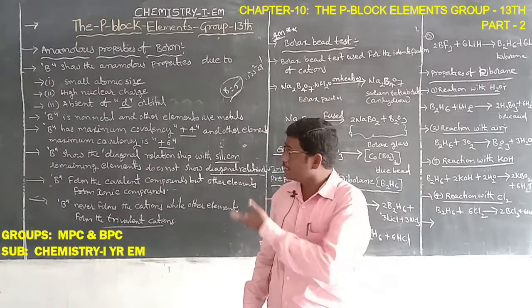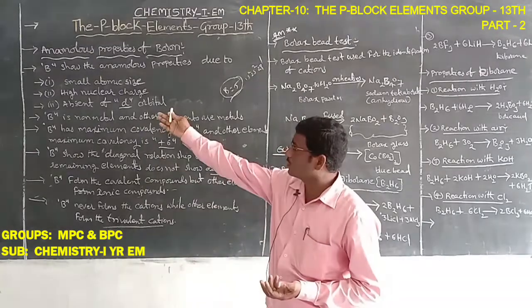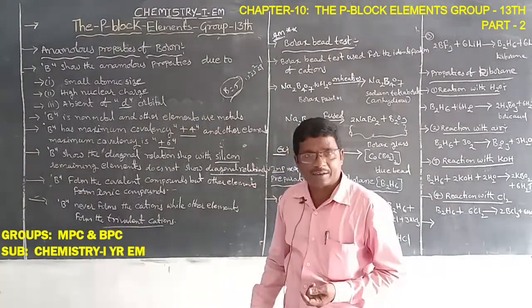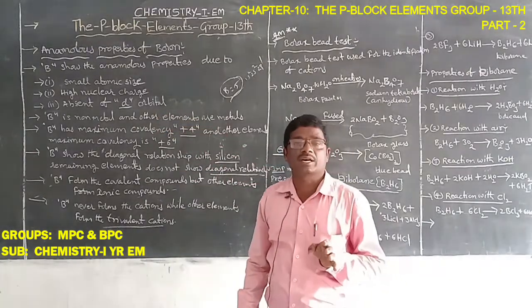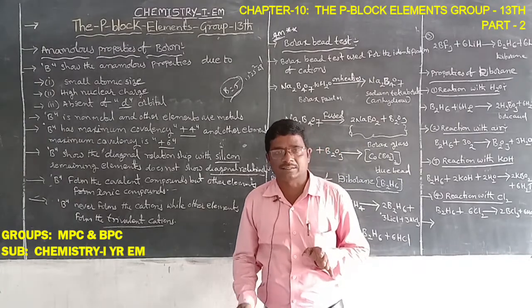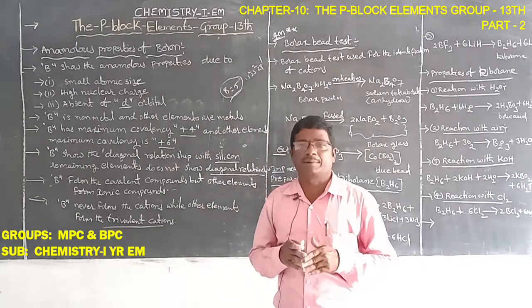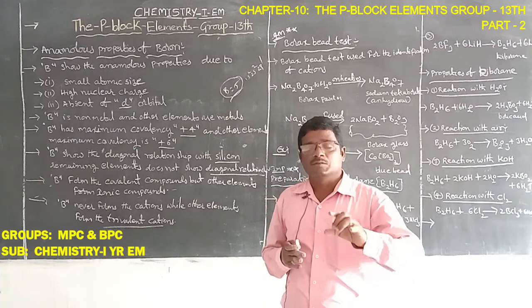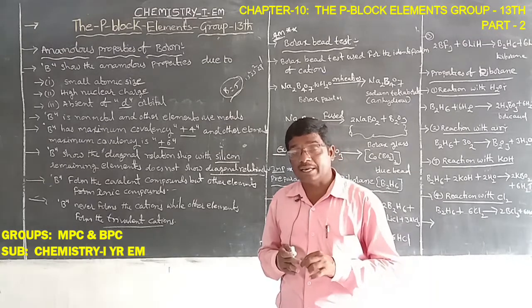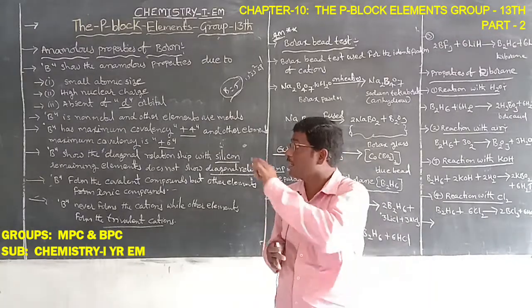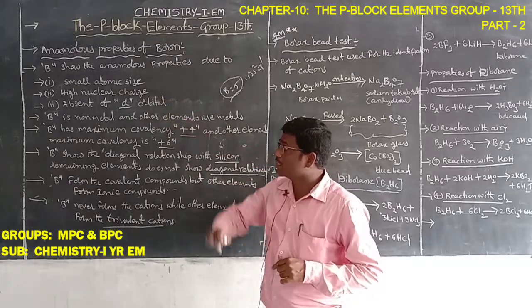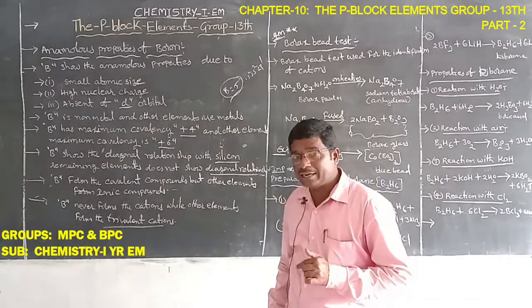How could it have a d orbital? So it is also known as the absence of the d orbital. So boron shows anomalous properties. Boron shows different anomalous properties because of small atomic size, high nuclear charge, and absence of the d orbital.